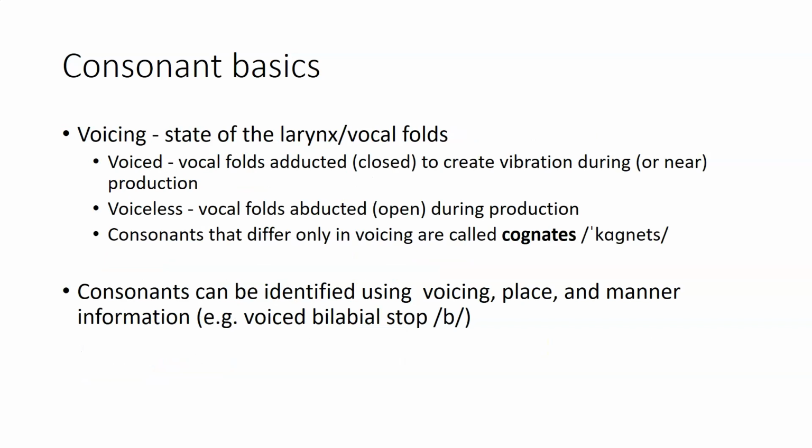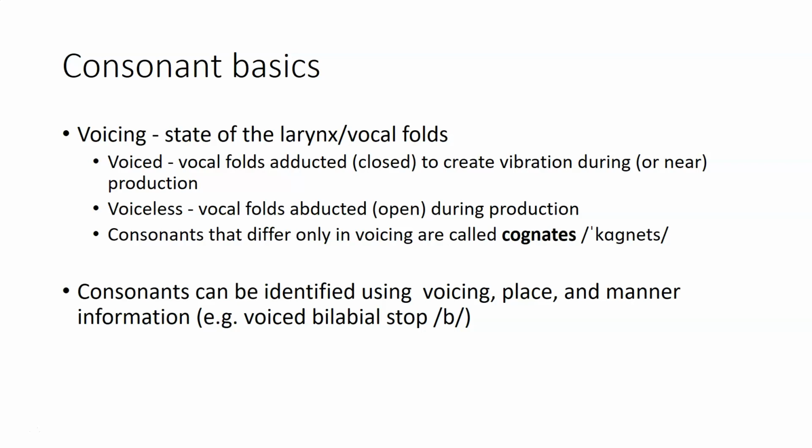The final basic dimension of consonant production is voicing, which describes the state of the larynx and the vocal folds. For voiced consonants, the vocal folds are generally adducted, closed, to create a vibration during or near the production of the consonant. For voiceless consonants, the vocal folds are abducted. They are opened during production to allow airflow. Consonants that differ only in voicing are referred to as cognates.